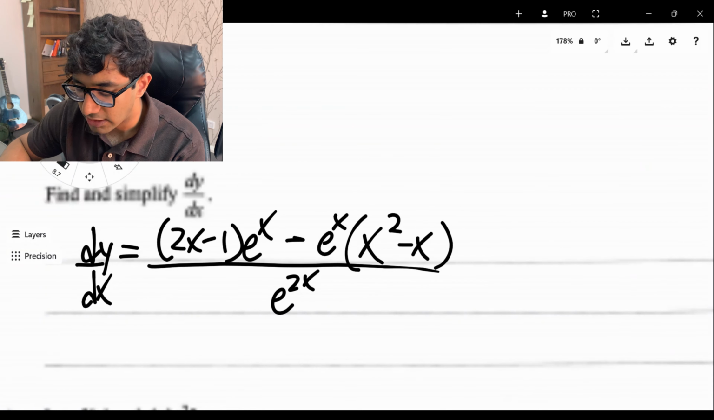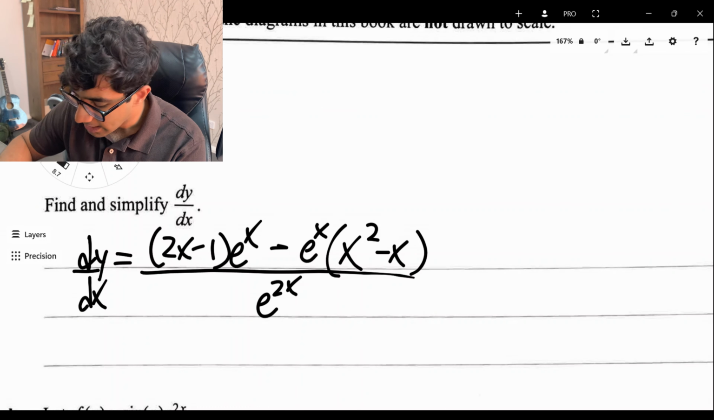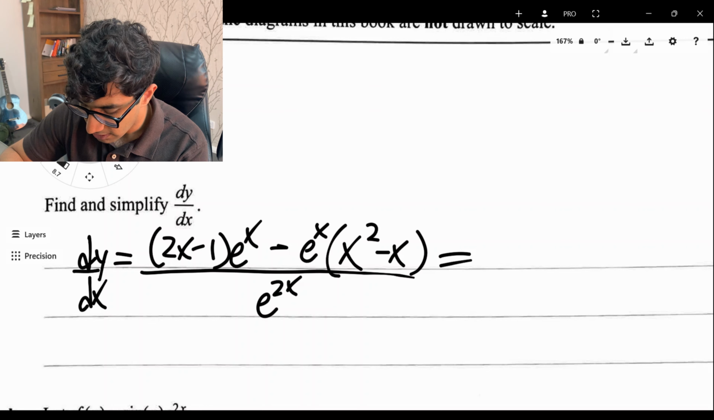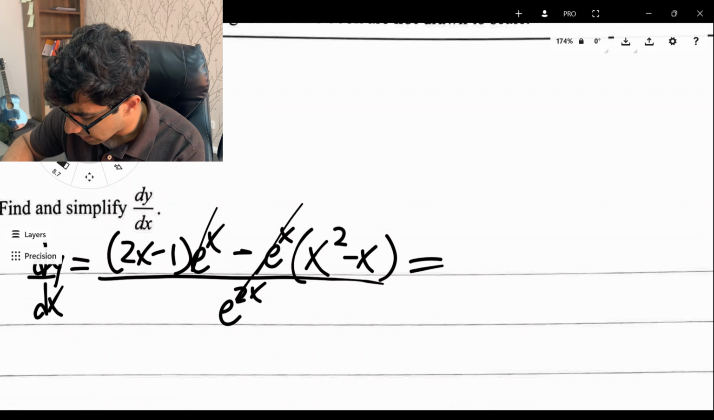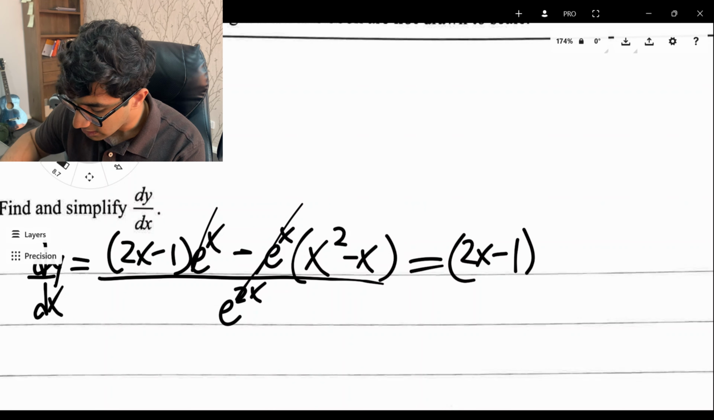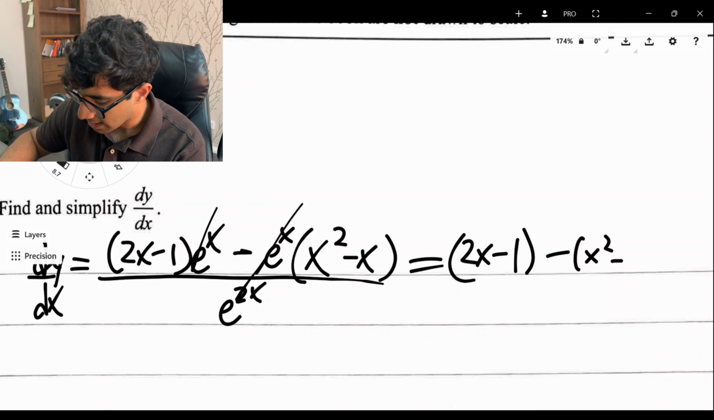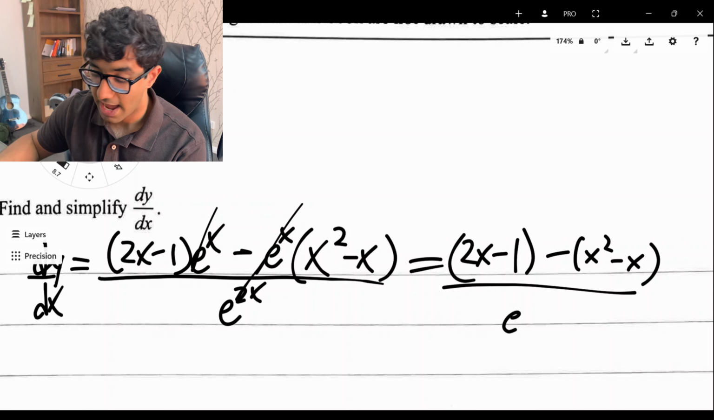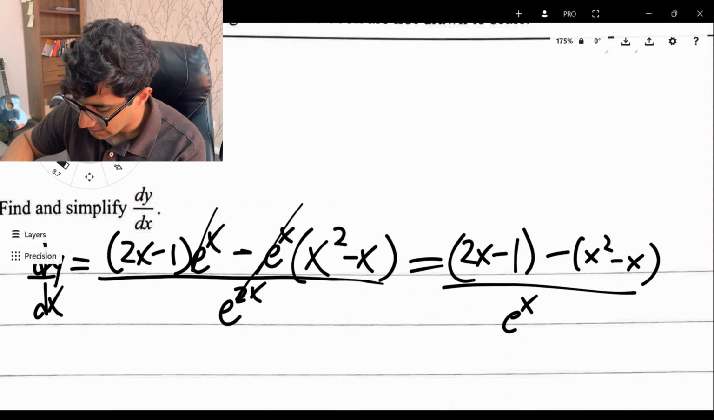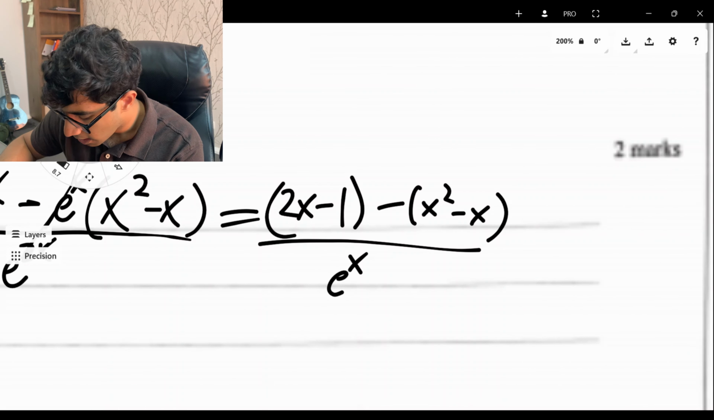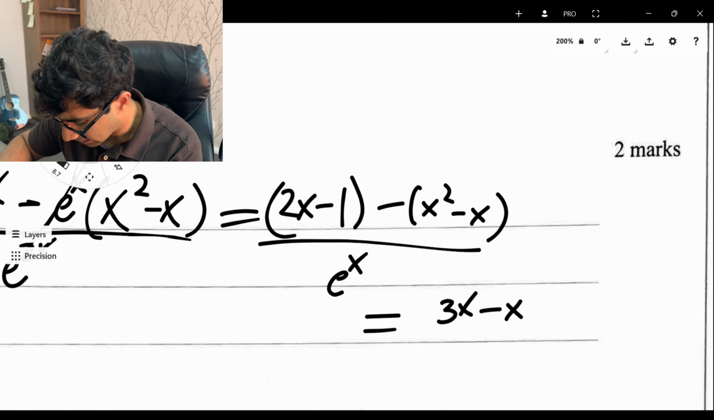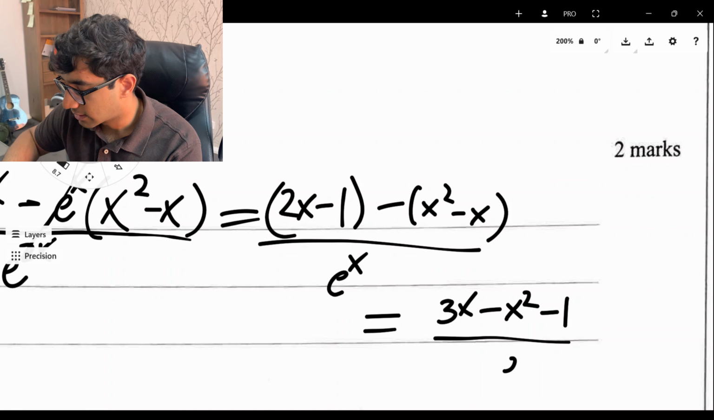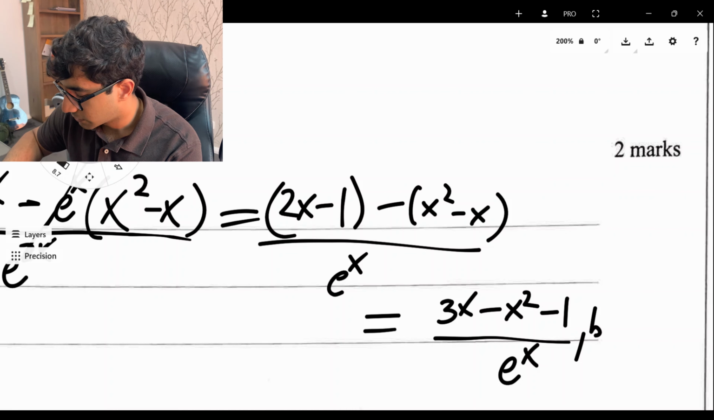Now, in these situations, I do prefer to cancel out stuff and simplify my answer. So that's exactly what I'm going to do in this case. Let's cancel out some of the factors. We have 2x minus 1, subtracting x squared minus x, divided by e to the power of x. I've simplified the e to the power of x out. And when I do it fully, let's be careful here, I would get 3x minus x squared minus 1 over e to the power of x, by quotient rule.